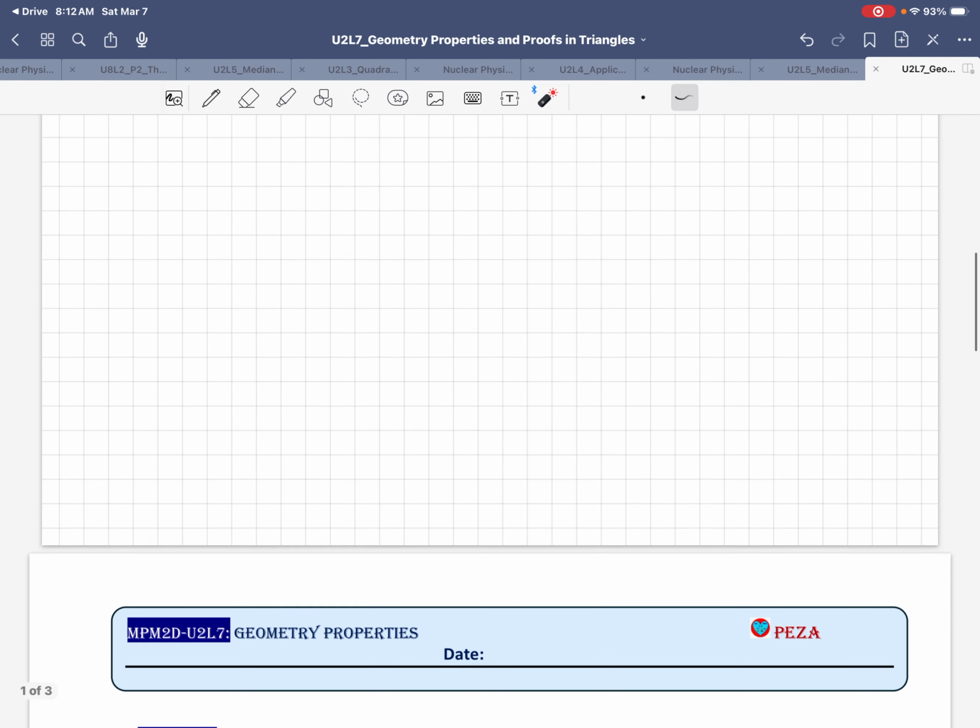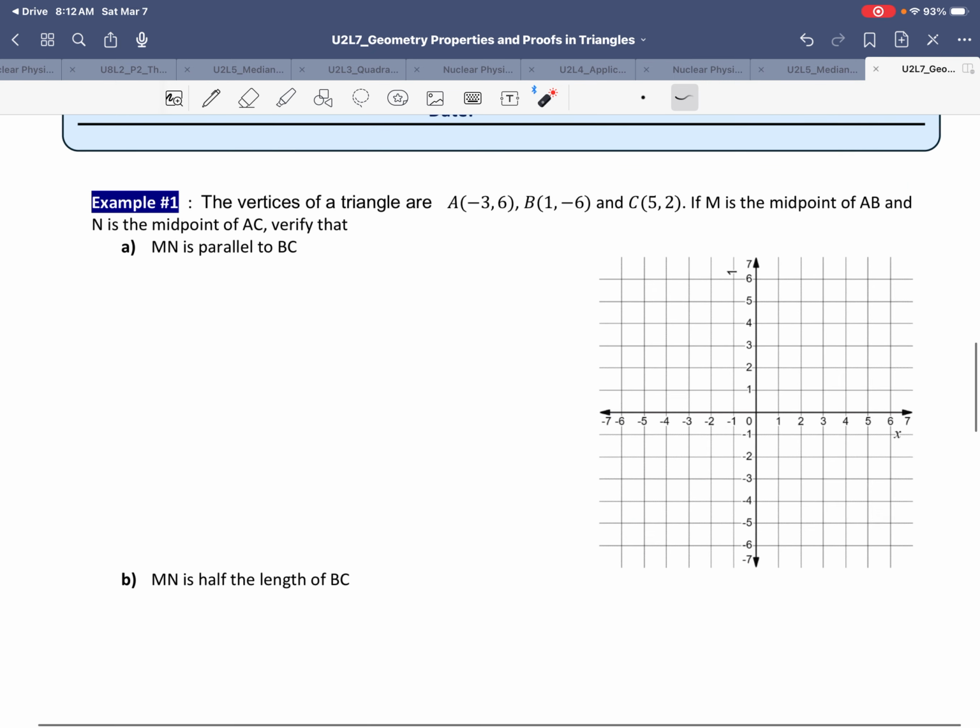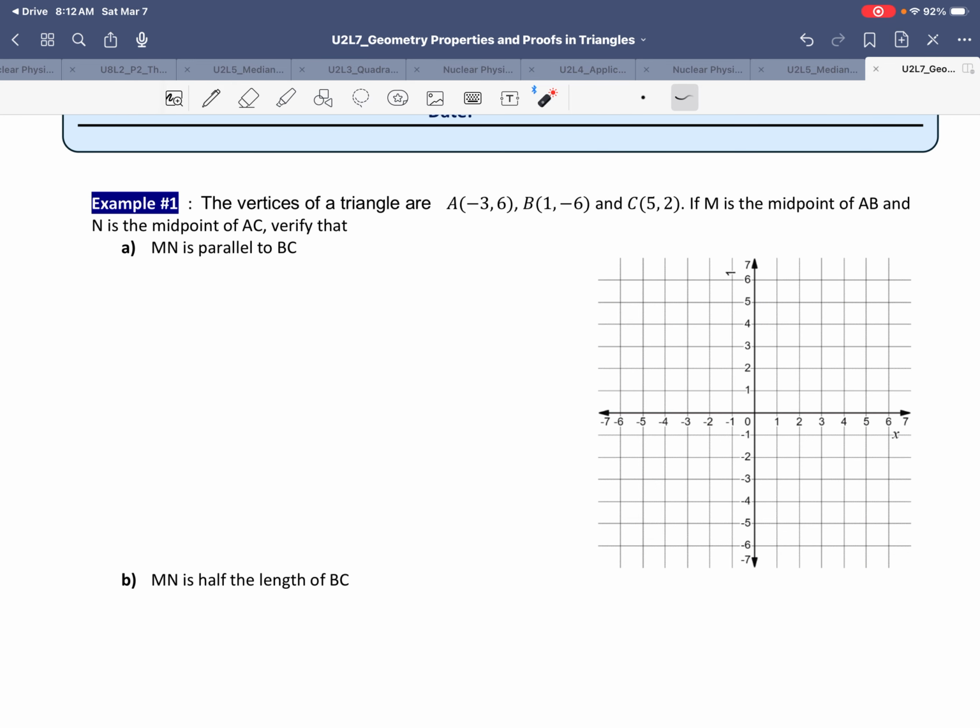So let's get started with our first example. We're going to read the problem first. The vertices of a triangle are (-3, 6), that's point A, (1, -6) for point B, and (5, 2) for point C. If M is the midpoint of AB and N is the midpoint of AC, verify that MN is parallel to BC. So as you notice, when you read a word problem in geometry, you can't visualize a solution without drawing a diagram first. So diagram, step number 1.